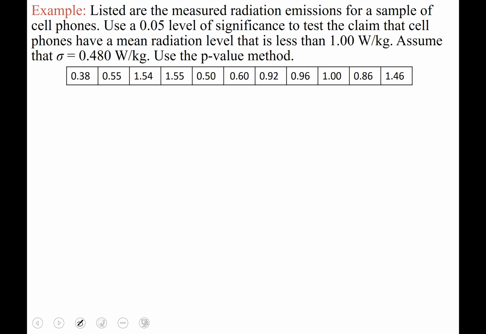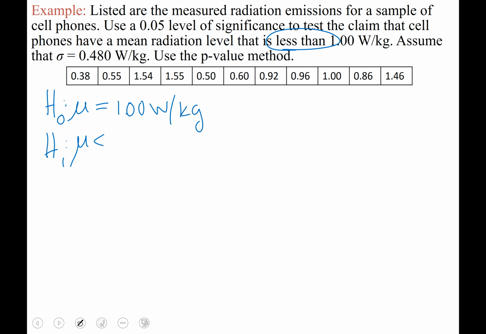Okay, so with those two changes, you start out exactly the same. Okay, H sub naught, H sub 1, mu because the claim is about a mean, equal sign because it always is in the null, less than sign because that came straight from the wording of the claim, 1.00 watts per kilogram still. Okay, everything looks the same so far.